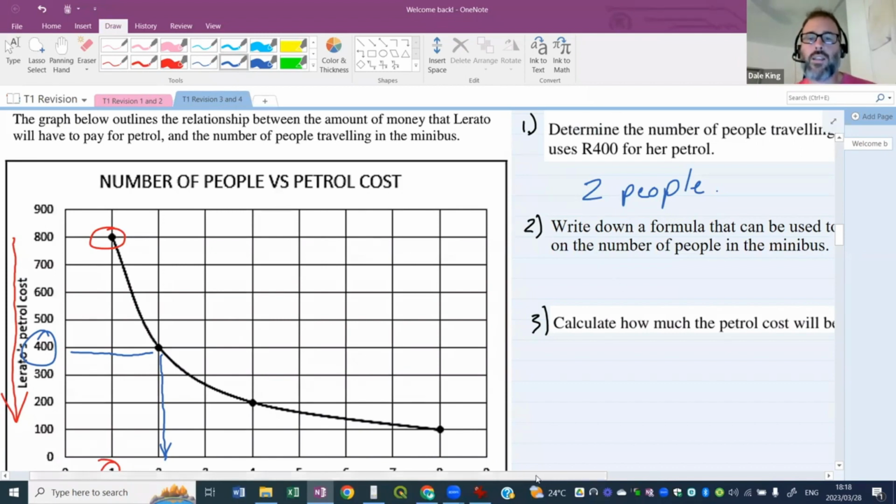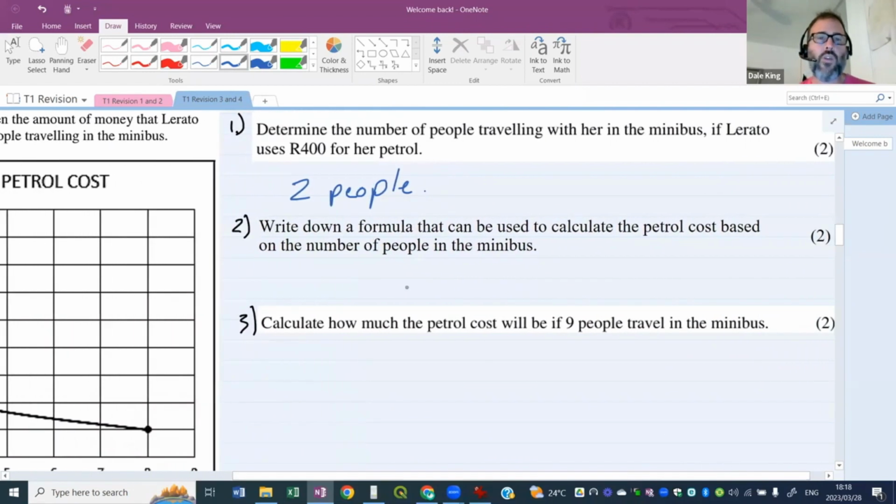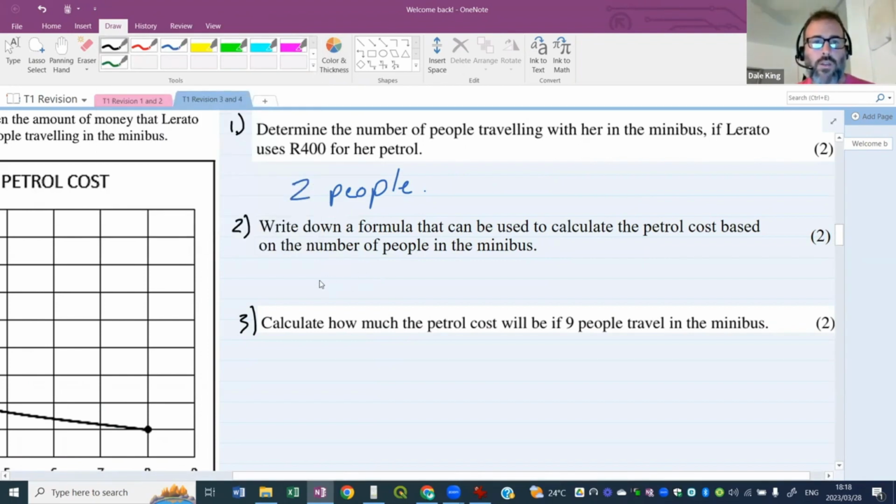Okay, now some of you might have a formula ready to help you with this, but here comes question 2. Write down a formula that can be used to calculate the petrol cost based on the number of people in the minibus. What kind of equation could we draw up? I'll start it off for you. Okay, so we need to calculate petrol. So I'm going to say petrol cost equals, all right, and they say write down a formula that can be used to calculate the petrol cost based on the number of people in the minibus taxi.